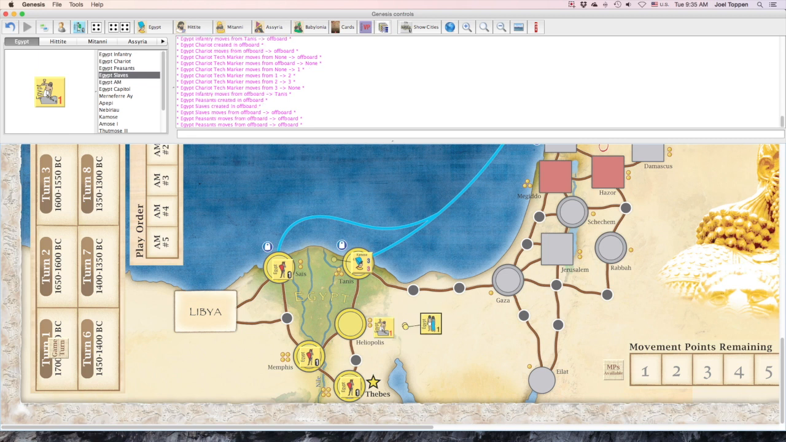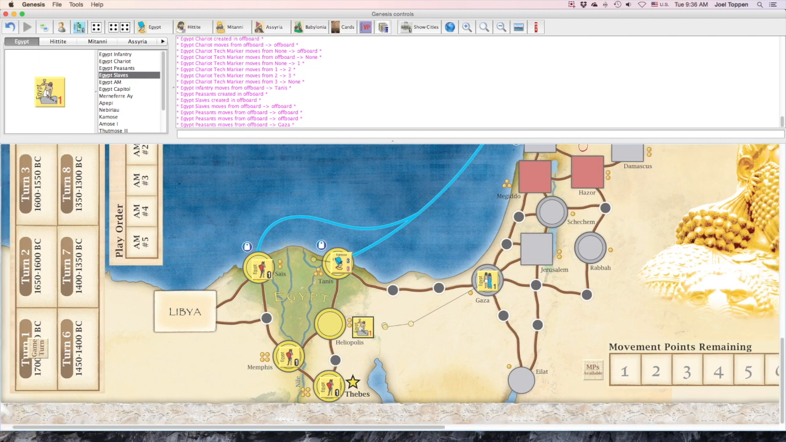Peasants have an additional ability. They can control territory. So you can leave a peasant, say, in Gaza, and that'll maintain control. Slaves have no ability to maintain control. In fact, if you leave them without military presence, they will simply disappear. So you have to maintain some guards for your slaves.